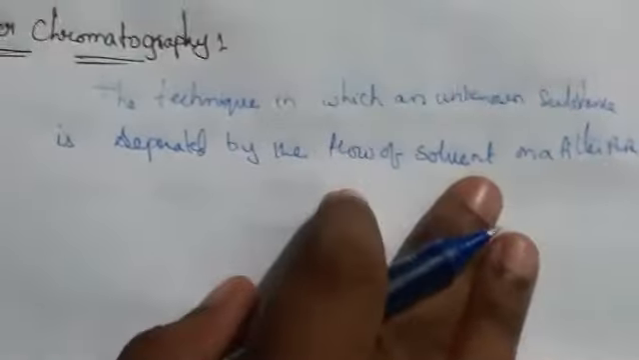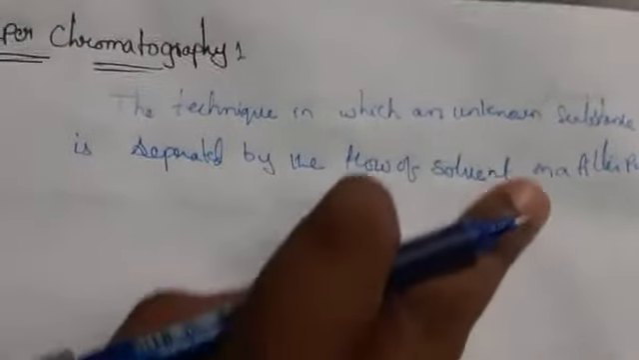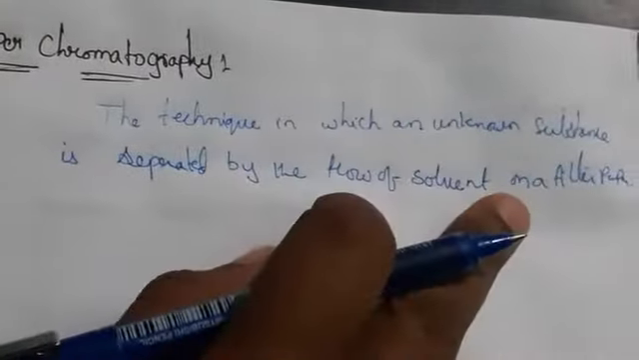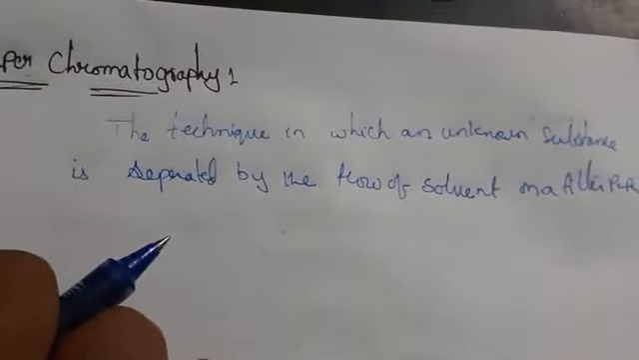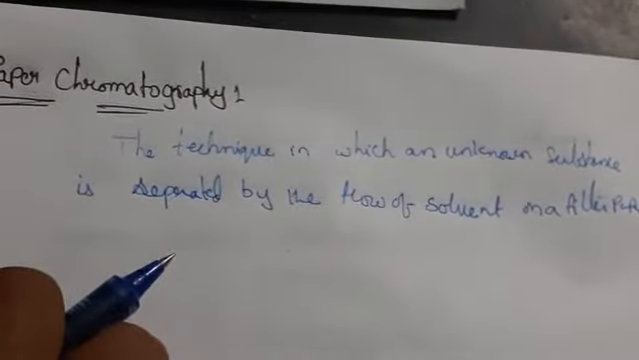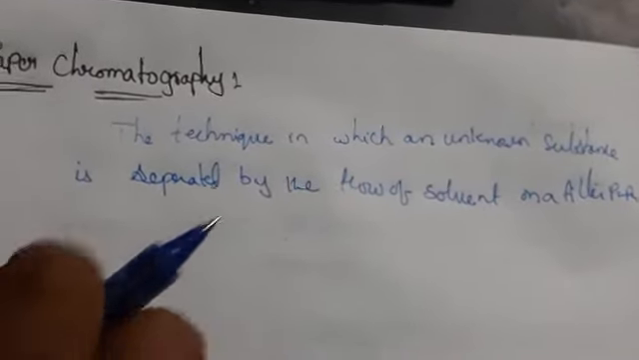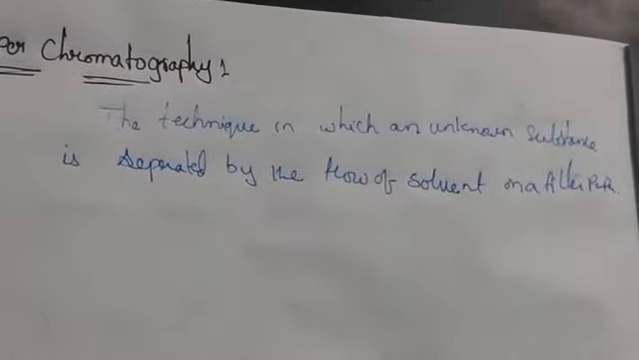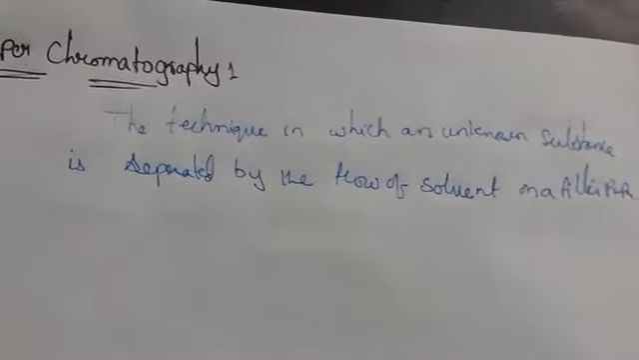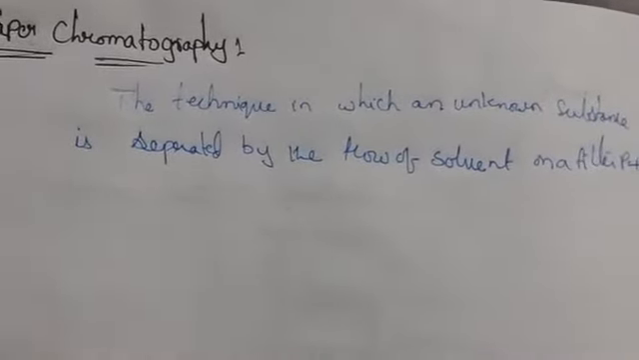It means the unknown substance, whatever spots we take on the stationary phase, is going to be separated by the mobile phase through a filter paper. That one we call paper chromatography. We can take different types of papers, and the separation depends upon partition chromatography, which we have observed in the principles of chromatography.